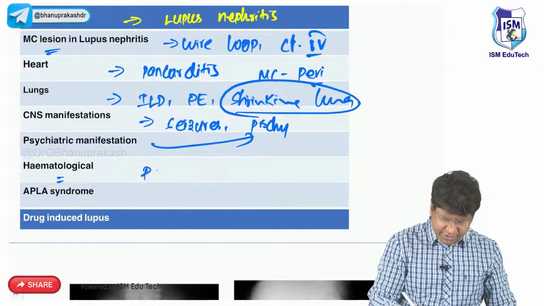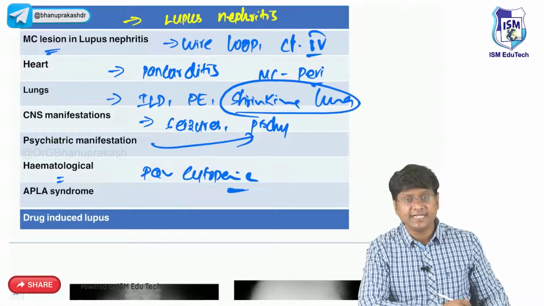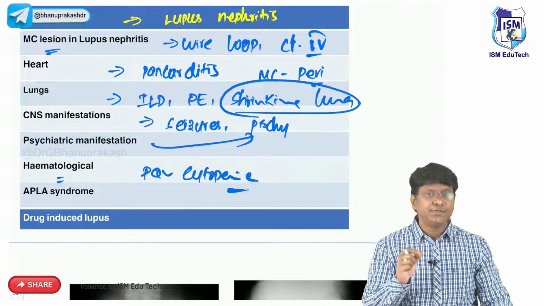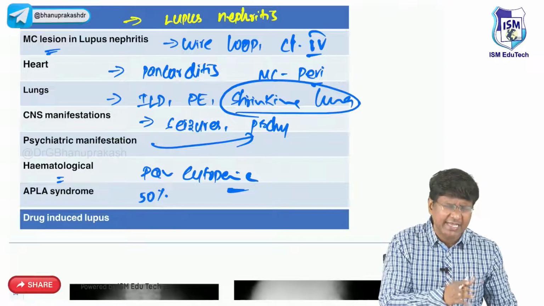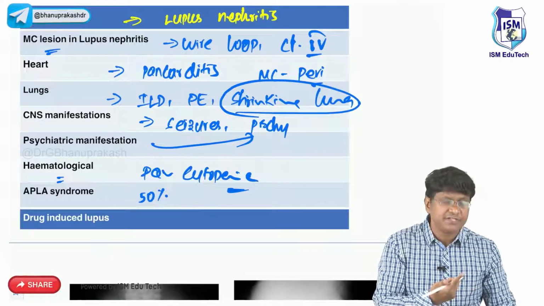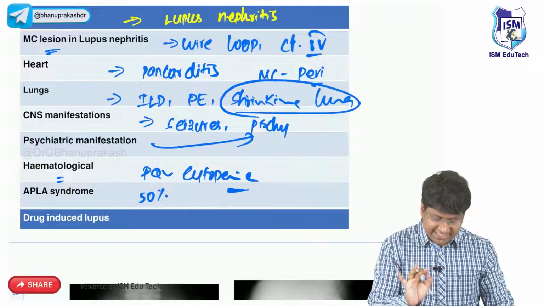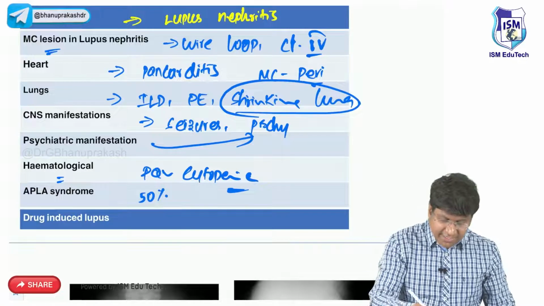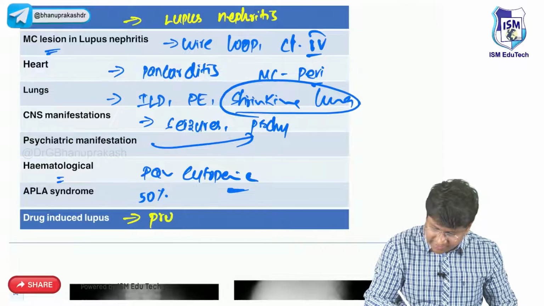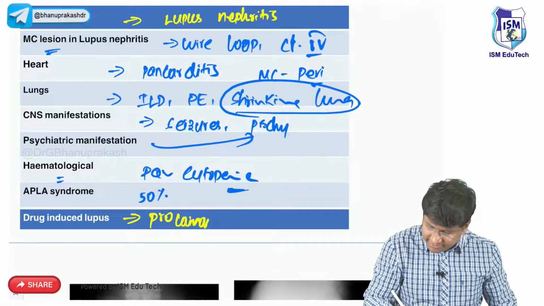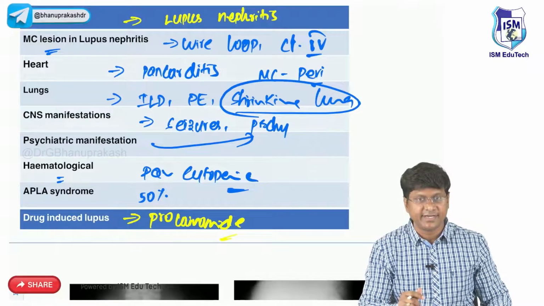Then hematological manifestation can be in the form of pancytopenia. Then take APLA syndrome: almost 50% of patients with SLE have associated APLA syndrome, because of which the individual has recurrent abortions. That is the classical presentation in case of APLA syndrome. Now, in case of drug induced lupus, the most common drug causing it is procainamide. That will be the most common drug causing drug induced lupus.